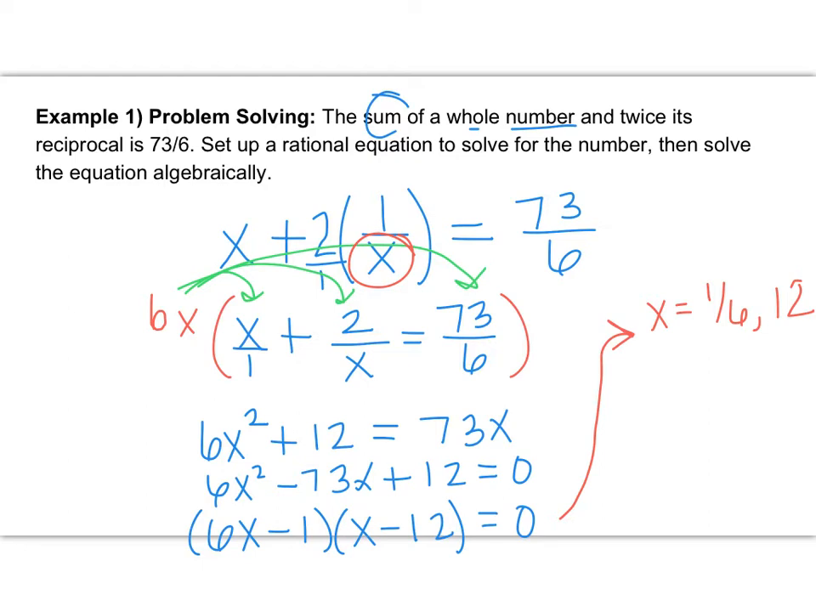So when we reread the problem, it says the sum of a whole number and twice its reciprocal. So that tells us we know that x can only be 12 because that's the only whole number of those 2. So 1/6 also works in terms of the numeric outcome, but it's not a whole number, so that doesn't satisfy what the problem asked us to find.